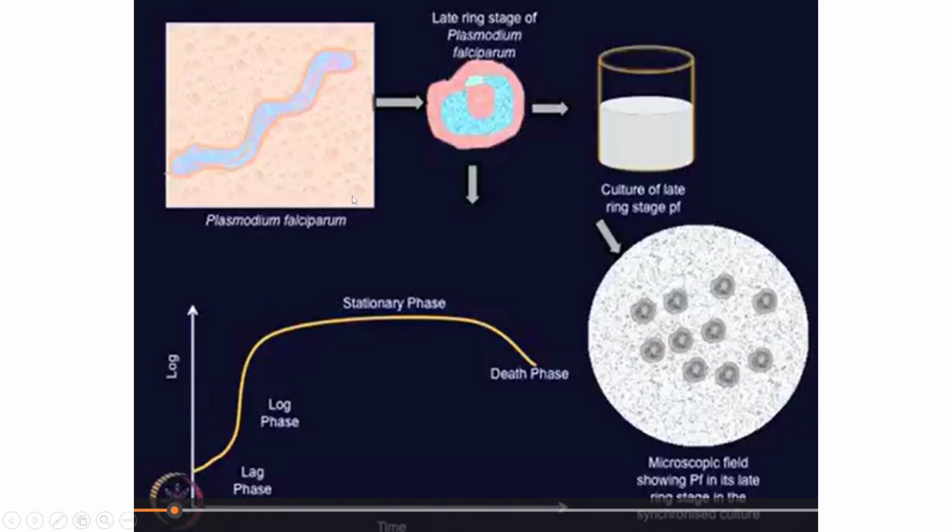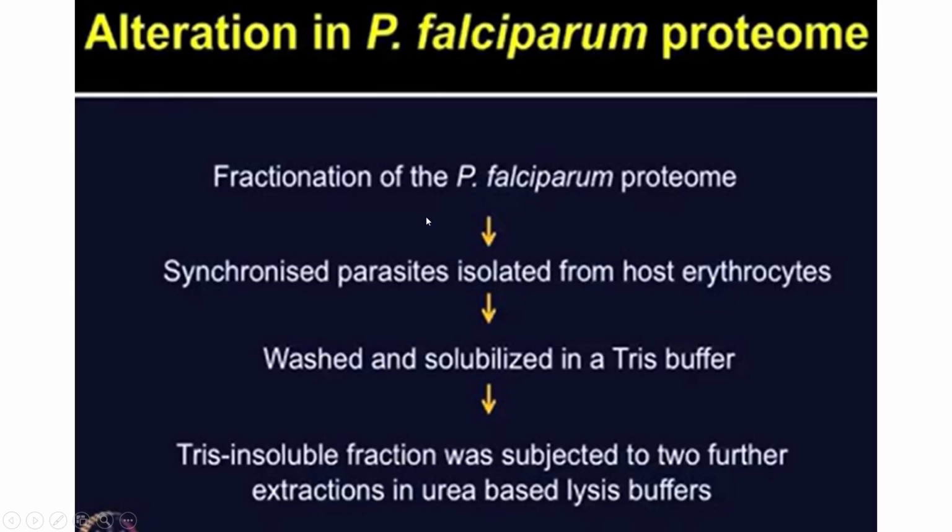So this is how the falciparum looks. Then that's the late ring stage. That's how the life cycle is. You all might be knowing the malarial life cycle. And you'll culture the cells. So here they tried to find the growth phase of that specific Plasmodium falciparum. Then they took the proteome of this specific alteration in Plasmodium falciparum.